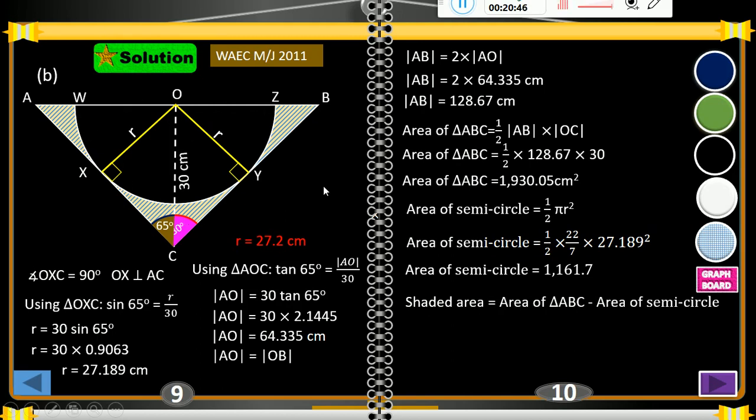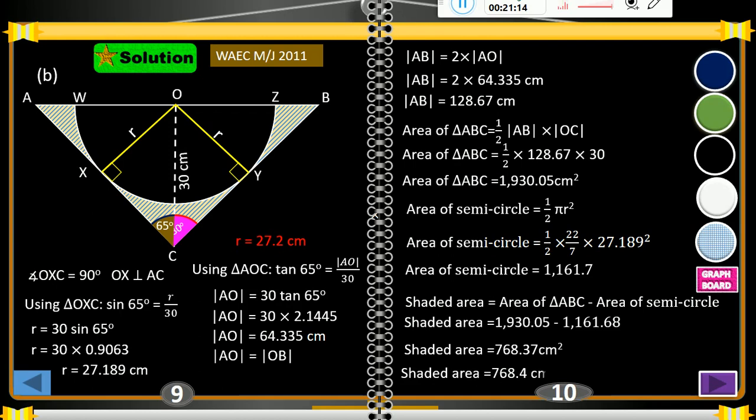So the area of the shaded portion should give us the area of the triangle minus the area of the semicircle. So the area of the shaded portion will give us the area of the triangle, which is 1930.05, minus the area of the semicircle, 1161.8. Subtracting those two values, we have 768.37 square centimeters as the area of the shaded portion. Therefore, the area of the shaded portion in one decimal place should be 768.4 centimeters squared.